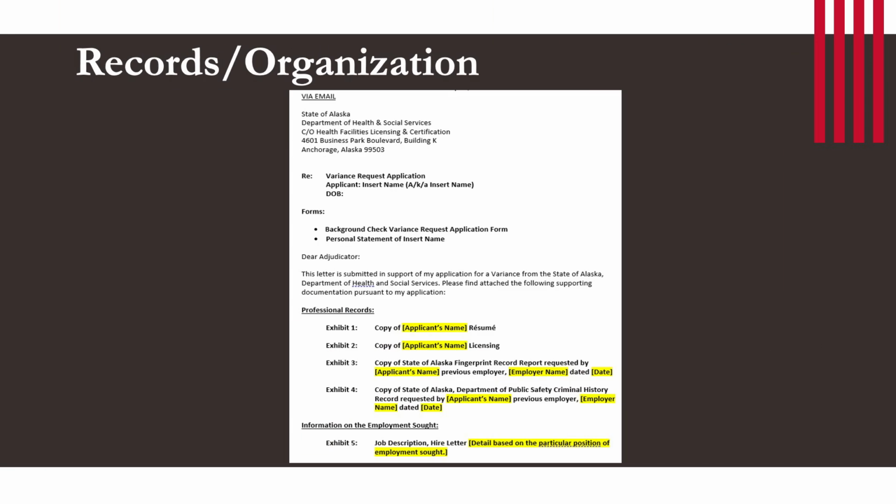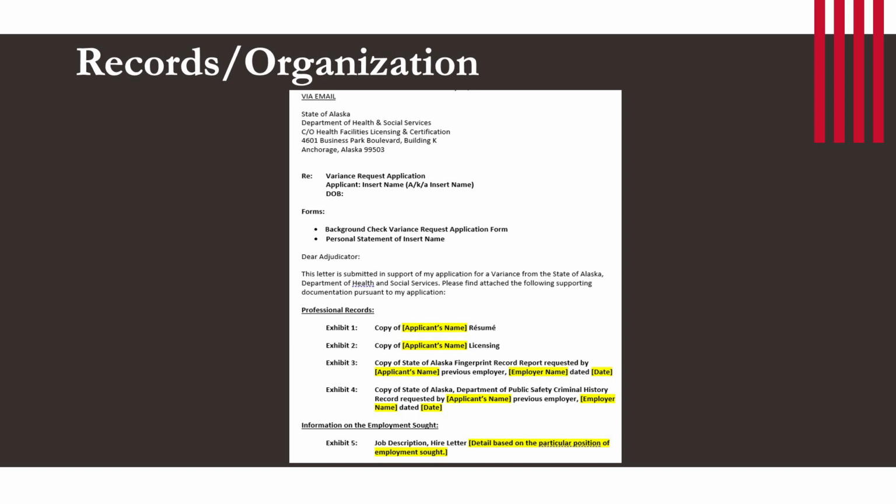Record organization. ANJC has a number of established templates for preparing variance applications. This is an example of our variance application cover letter. As shown in this example, your cover letter should identify your enclosed supporting documents, forms, and whatever documentation has been included for your application. At ANJC, we provide that documentation as exhibits, and each exhibit has a title page and is organized into specific categories of the documentation.